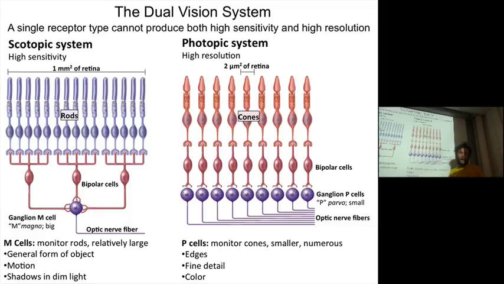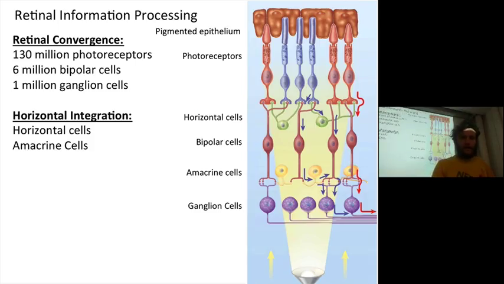And in fact, there are three types of cones, as many of you are probably aware, the red, green, and the blue cones. So they are sensitive. Their sensitivity maximum are at three different wavelengths of light in the visual light spectrum. All right, the photopic system. So a much smaller receptive field, okay? Because of that, less sensitive.